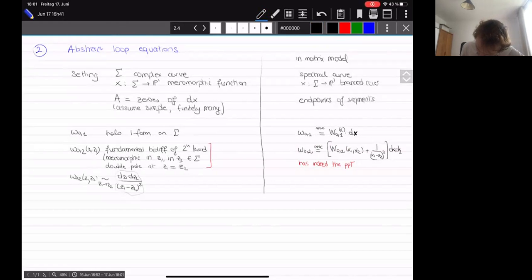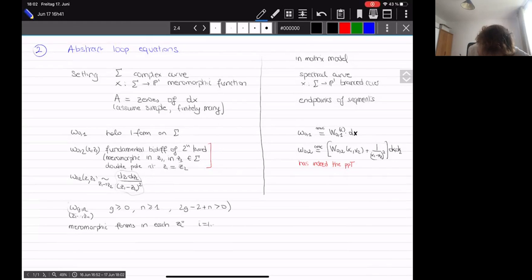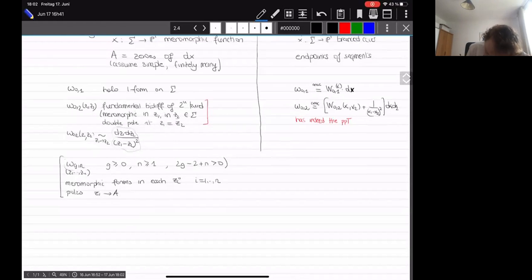So I take a setting like in the left-hand side, maybe it doesn't come from a matrix model. And if we have a collection of omega gn's indexed by g a non-negative integer, n positive integers, and the thing that we don't have yet are all the ones with 2g minus 2 plus n strictly positive. And you are interested in such objects which are meromorphic forms in each zi, so in n variables, with poles when one of the zi approaches the zeros of dx. So we say that such data satisfies abstract loop equations.